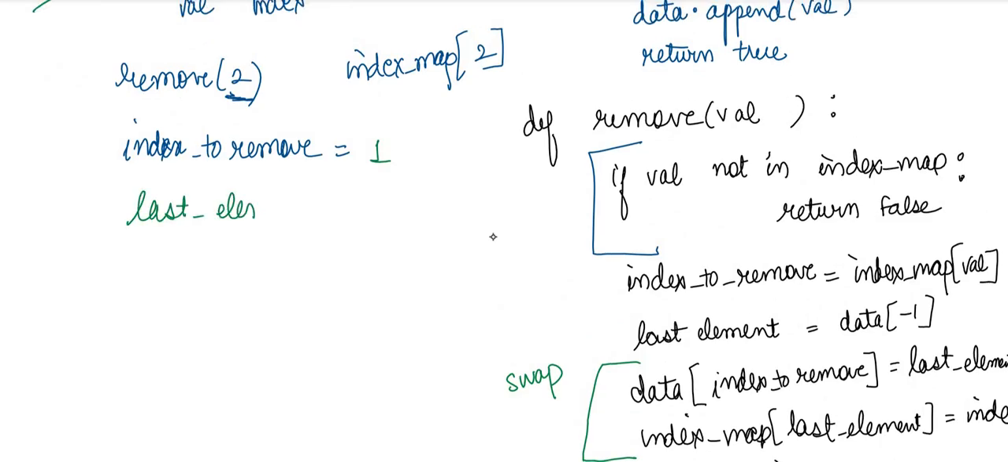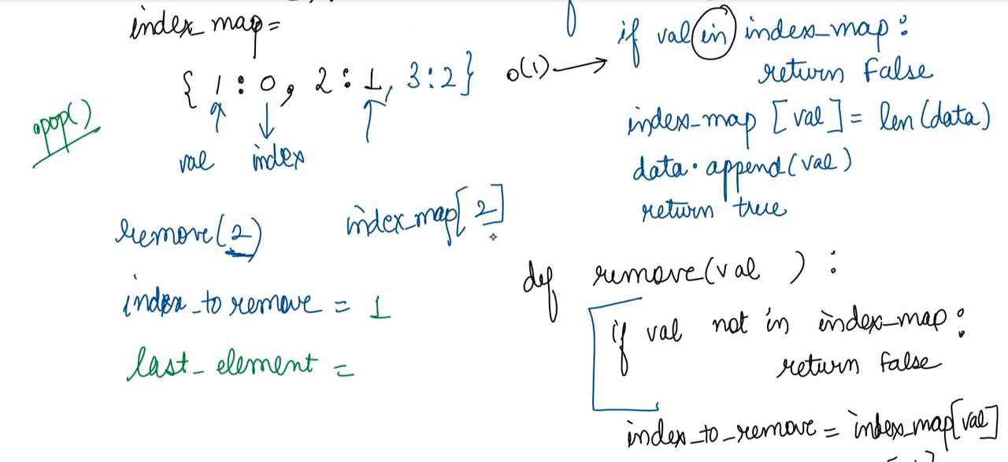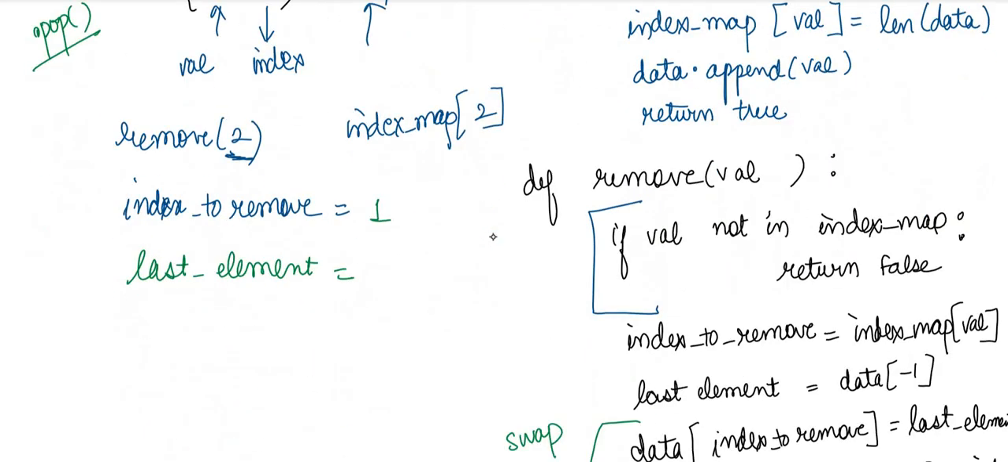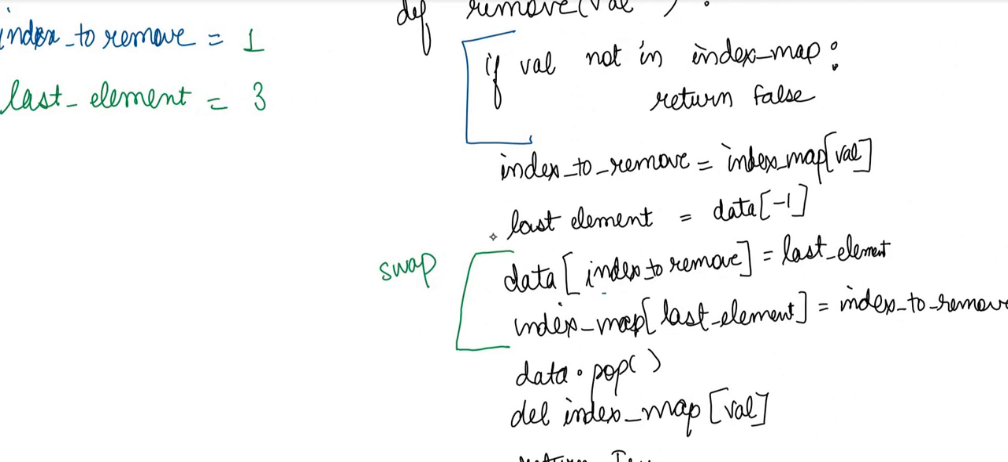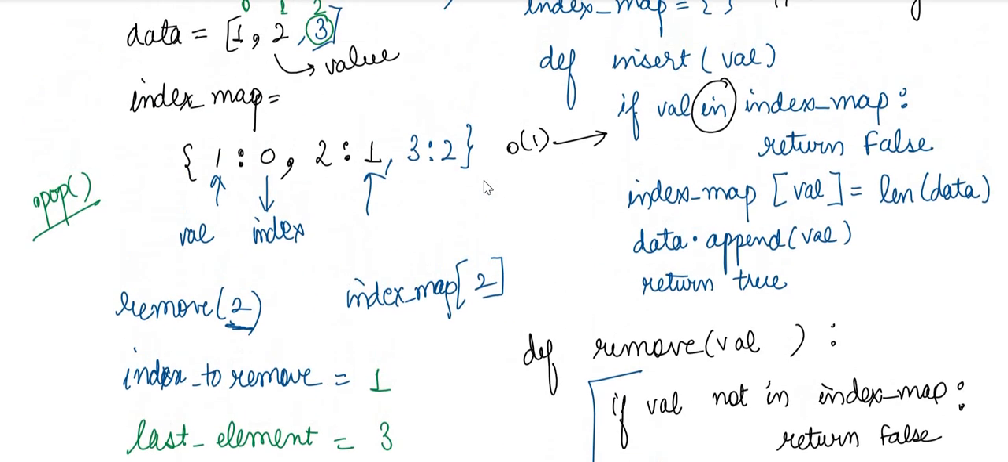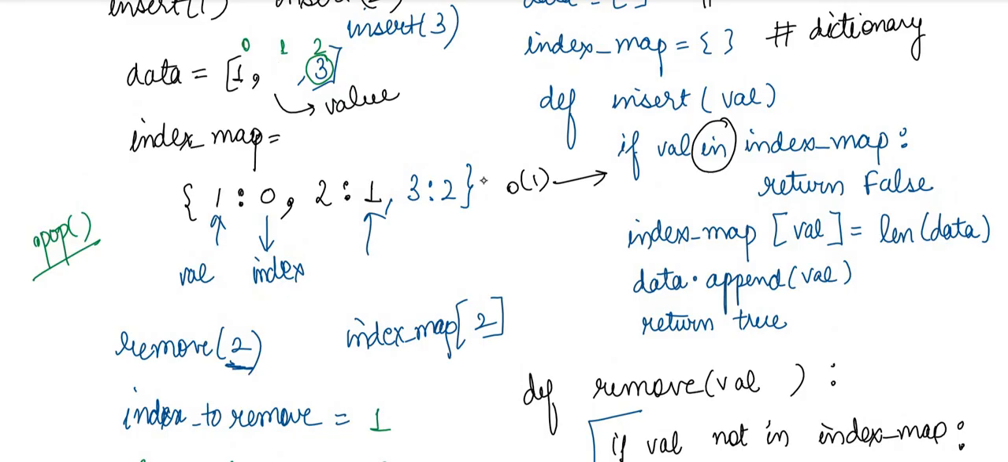So you will store the last element value, which is data of -1, that means 3. So the last element value is 3. Wherever index you are going to remove, that is index 1, go to data 1 and store the value of the last index, which is 3. So instead of 2 here, you are putting 3 here.